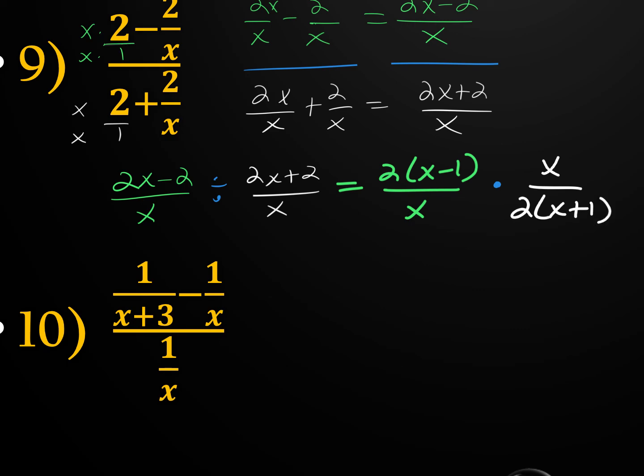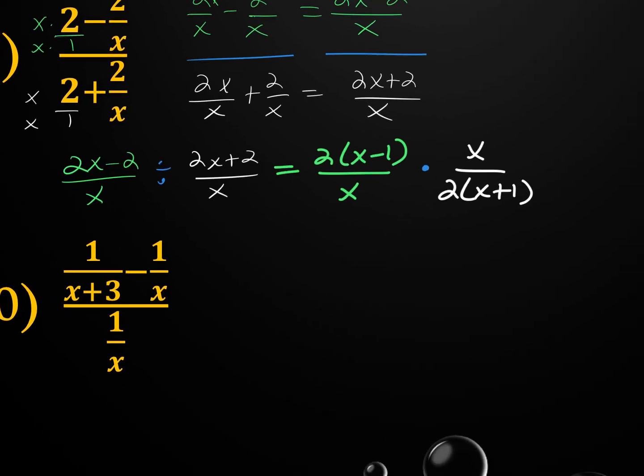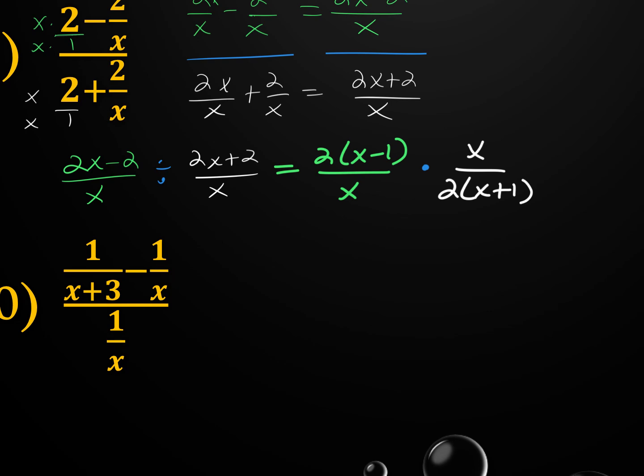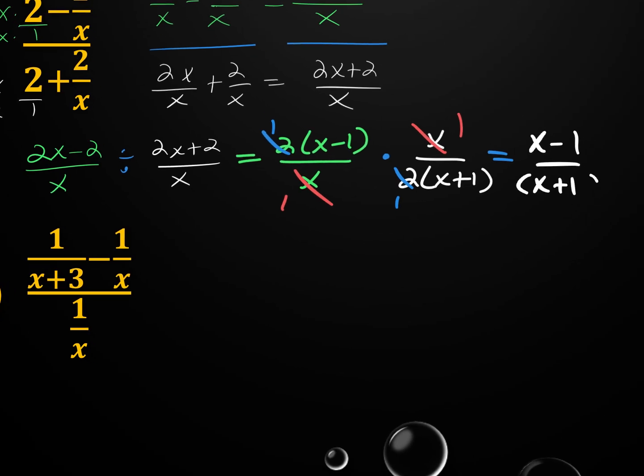And now I can look for things to simplify. So what's going to simplify here are the x's. So these become 1s. And then I can also simplify the 2's. They become 1s. And now I'm just left with x minus 1 over x plus 1. Again, do not try to cancel those x's. It is attached, so that is your final answer.